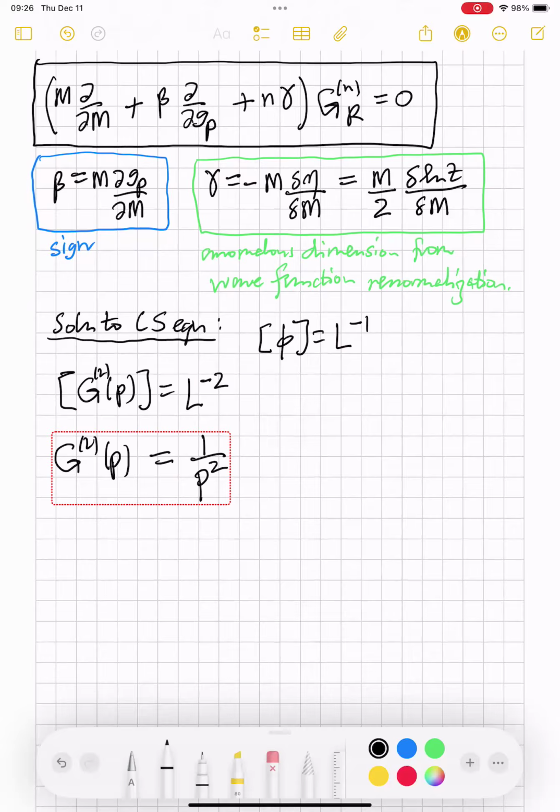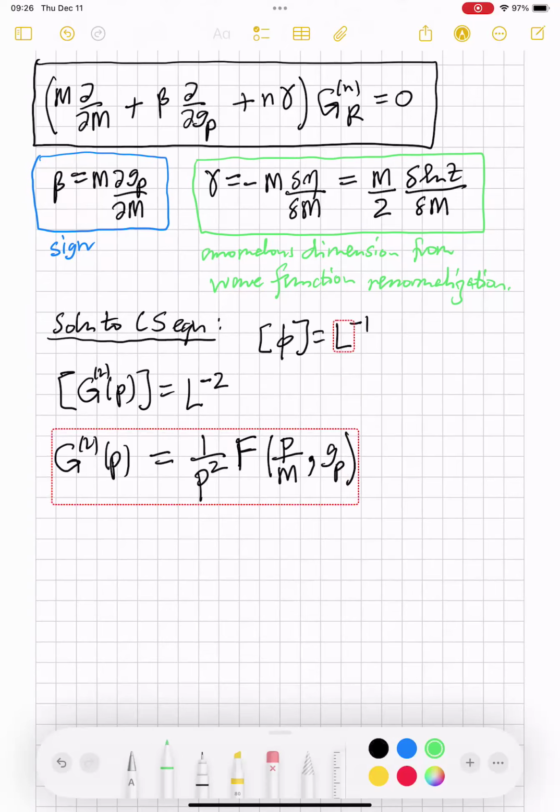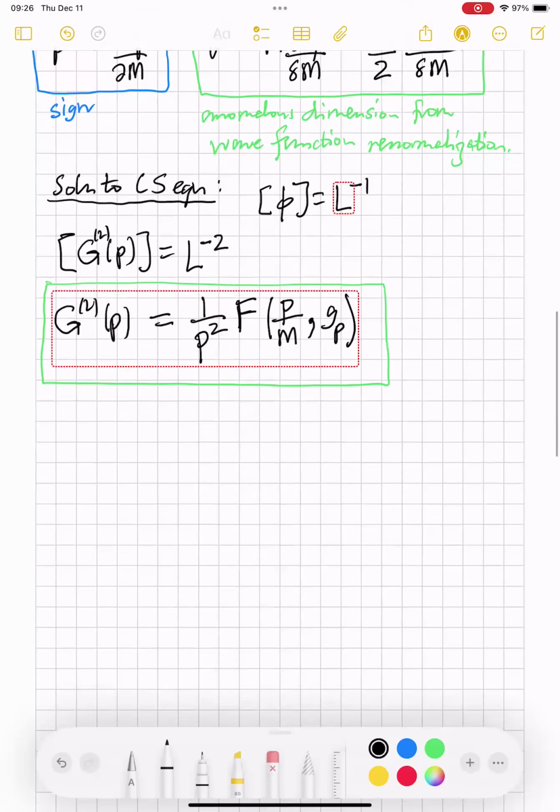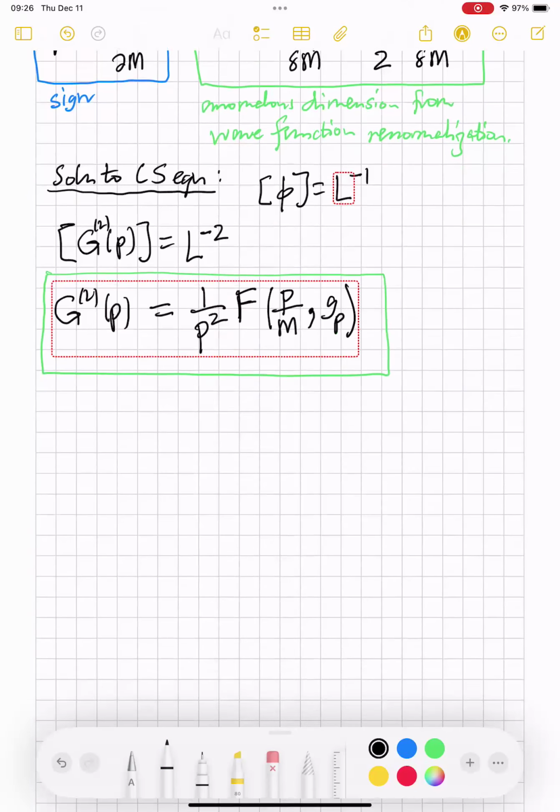And then again, just by dimensional analysis, all that this can be multiplied by is a dimensionless function. So I'm going to multiply it by a function of P over M and the physical coupling. So this is what the solution to the Callan-Symanzik equation has to look like, and I haven't done anything fancy. I've just used dimensional analysis. Now I'd like to rewrite the Callan-Symanzik equation so that instead of taking derivatives with respect to M, I'm taking derivatives with respect to P.